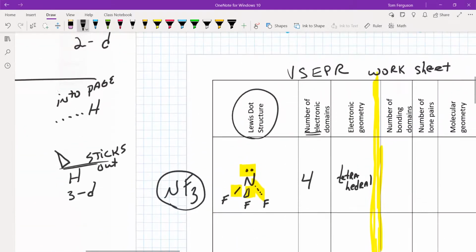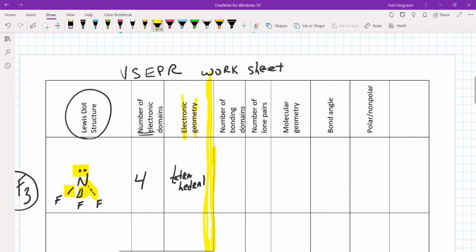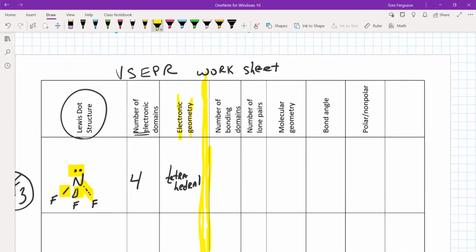So there are 2 kinds of geometry we're going to be talking about. One's electronic geometry, and the other is molecular geometry. And they can be the same or they can be different. It depends on lone pairs and bonding domains.